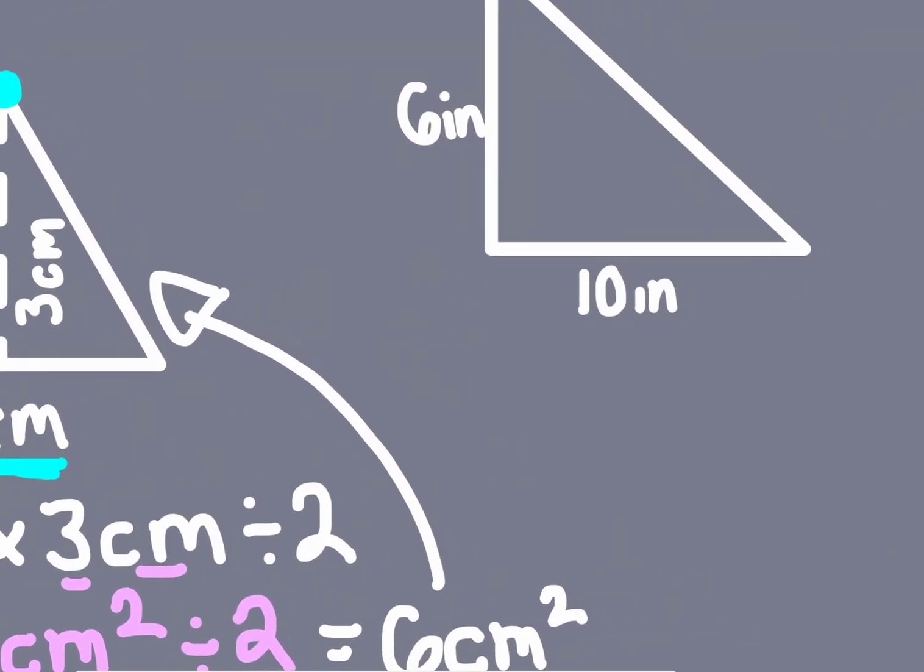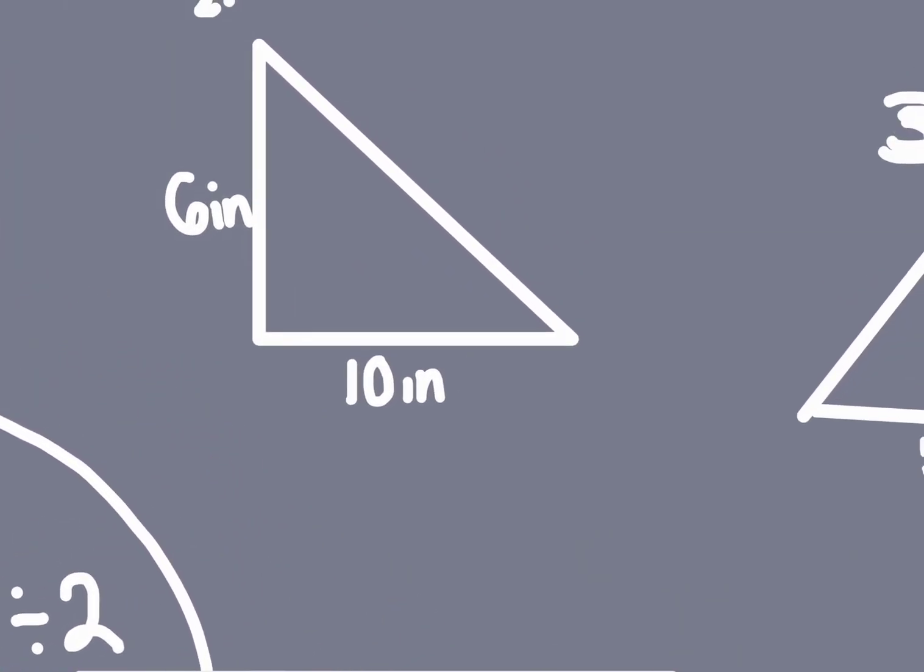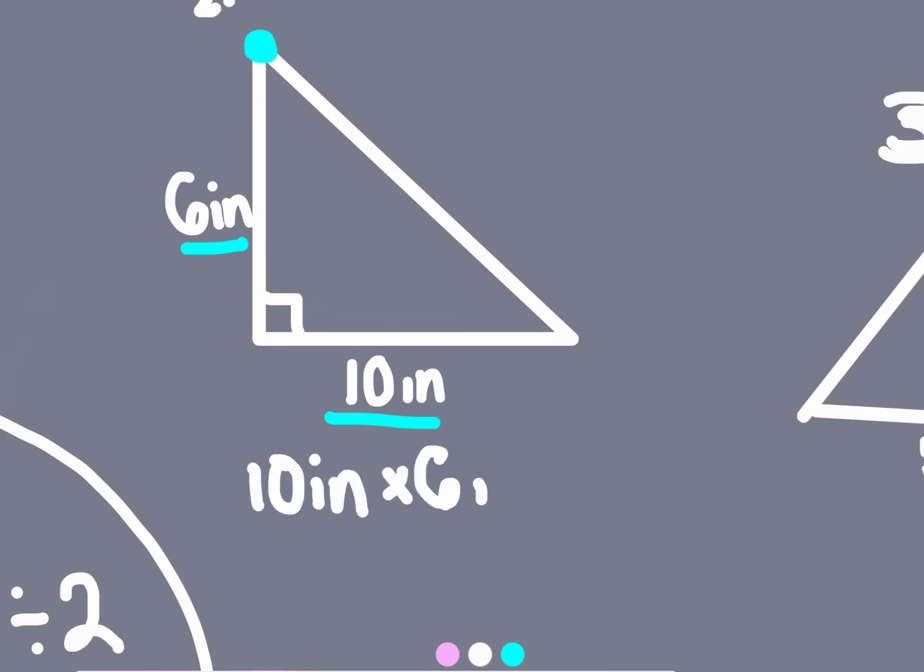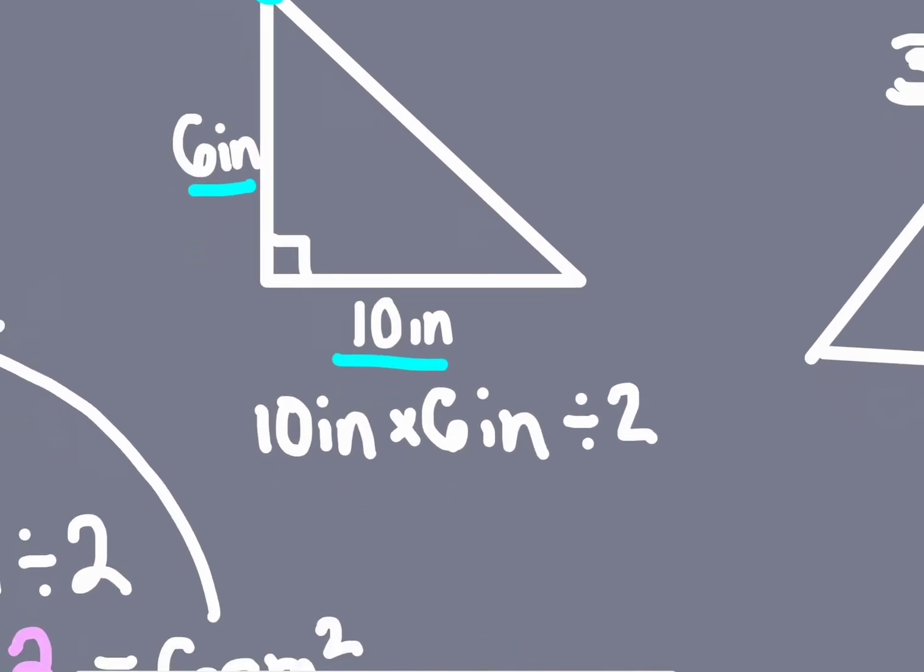Now let's talk about a different triangle. Here we have a base of 10, and because this is a right triangle, the opposite most point is up here, so to figure out the height, it is going to be this line of 6 inches. So let me set up my equation. I have a base of 10 inches, I have a height of 6 inches, and I'm going to divide it by 2 at the end.